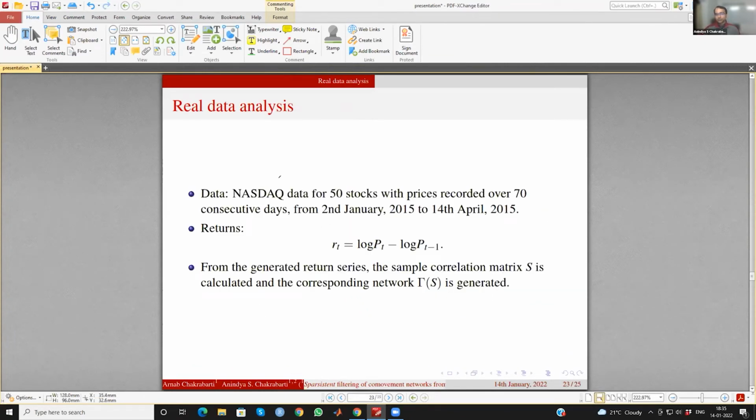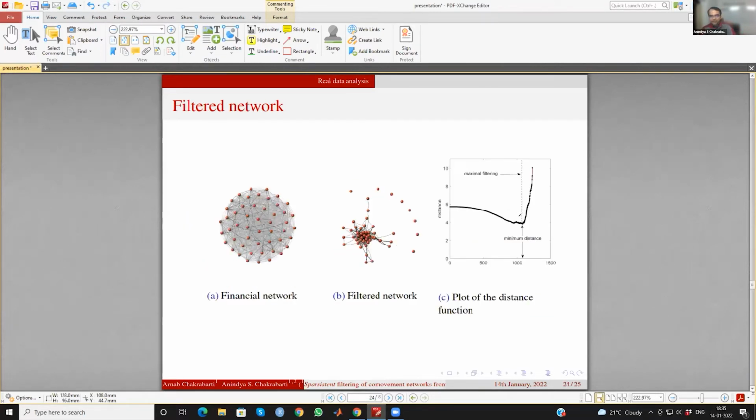So here we took NASDAQ data. In our paper, we did a whole bunch of other exercises. This is just one example to convey the basic idea. We took NASDAQ data for 50 stocks for 70 consecutive days. And anyway, this is the usual return thing that I have just described. So if this is the sample covariance matrix, it's basically a giant block where nothing is visible, and it's not clear which one is more important to the other, and so on.